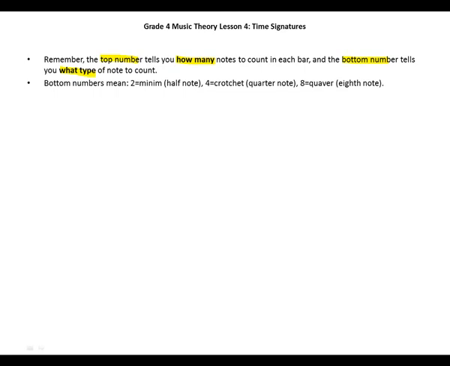So bottom numbers mean: 2 is minim, half note; 4 is crotchet, quarter note; 8 is quaver, eighth note. So the time signature 4-2 means count 4 minims, which are half notes, per bar. 4-2 means counting 4 minims in a bar.